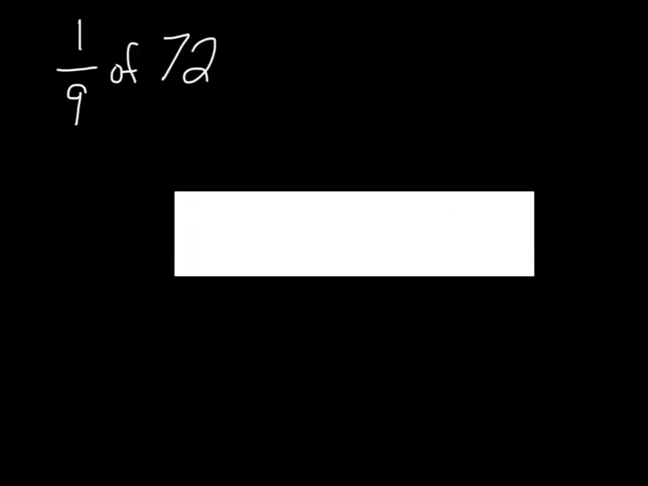So now it's your turn. Let's find 1/9 of 72, which means we want to do 1/9 times 72. So go ahead and pause the video. I want you to try this one on your own. When you're ready, hit play. See how you did.